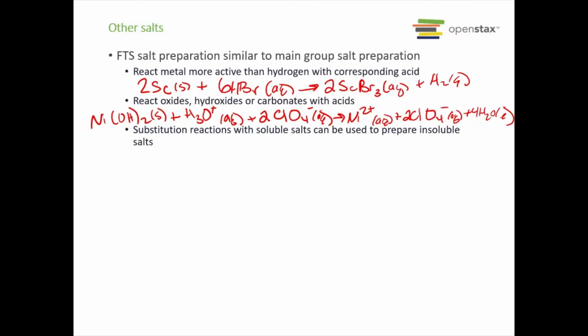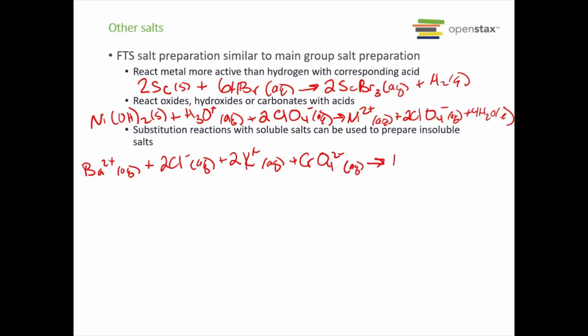And then we can also do substitution reactions to make some insoluble salts. For instance, we take some aqueous barium and some Cl- with some aqueous potassium and some chromate. So we're making a chromate salt. And this gives us barium chromate, plus some potassium and plus some chloride.